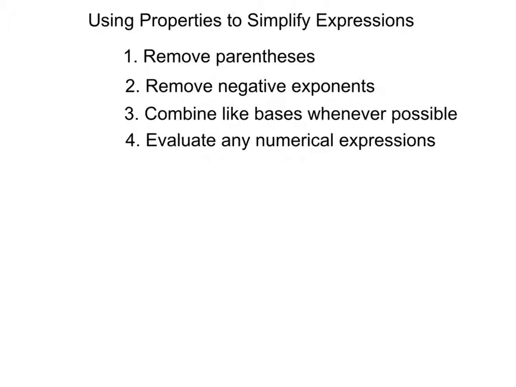So for example, if you had 7 squared in your expression, you should write that as 49. And if you had 7 to the negative 2, you'd want to first remove the negative exponent by switching its location within the fraction and then simplifying it. Okay, so let's do some examples now.